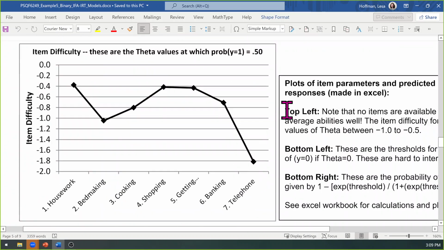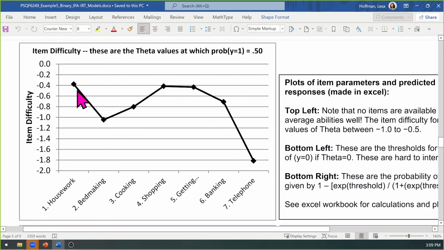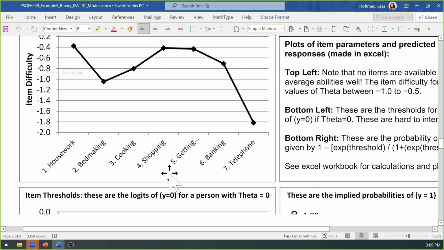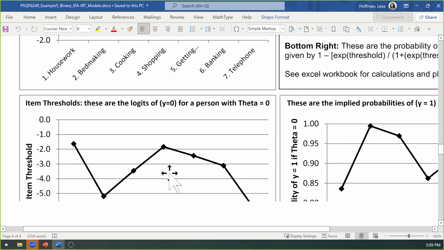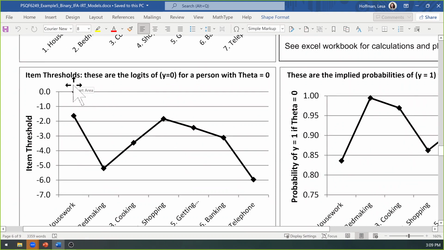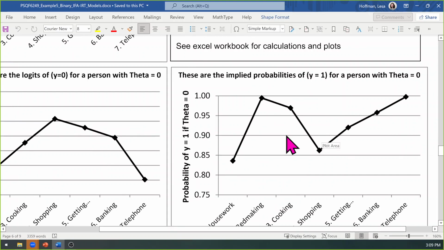I made a plot of the items and where they are on their difficulty values. So they're in order of the original items. So 1 is the most difficult, 7 is the least difficult. And the y-axis of this plot is in difficulty, meaning how much theta do you need to do this with a 50% probability. That to me is much, much easier than thinking about the thresholds, which tell you for an average person, what is the logit of the probability of a 0, and then the same information from the thresholds in a probability metric for an average person, what is the probability they're going to be able to do each of these tasks. And it's near 1 for bed making and telephone, which are the easiest.